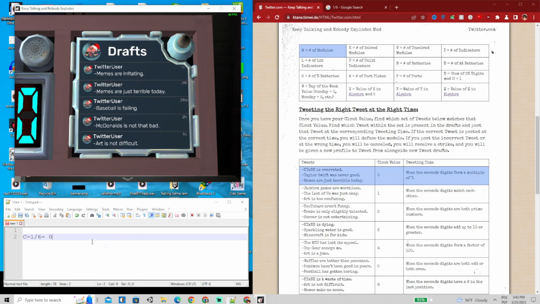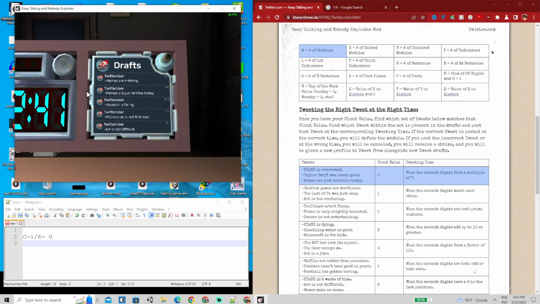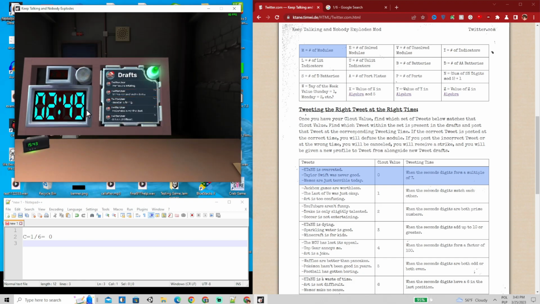Now, in order to tweet it, we'll need to wait for a specific amount of time. We need to tweet the tweet out when the seconds digits form a multiple of 7. So for example, 7, 14, 21, 28, and so on and so on. The next one is 49, so I'm just going to submit it. Wait a little bit. And yeah, that's pretty much it for the module.